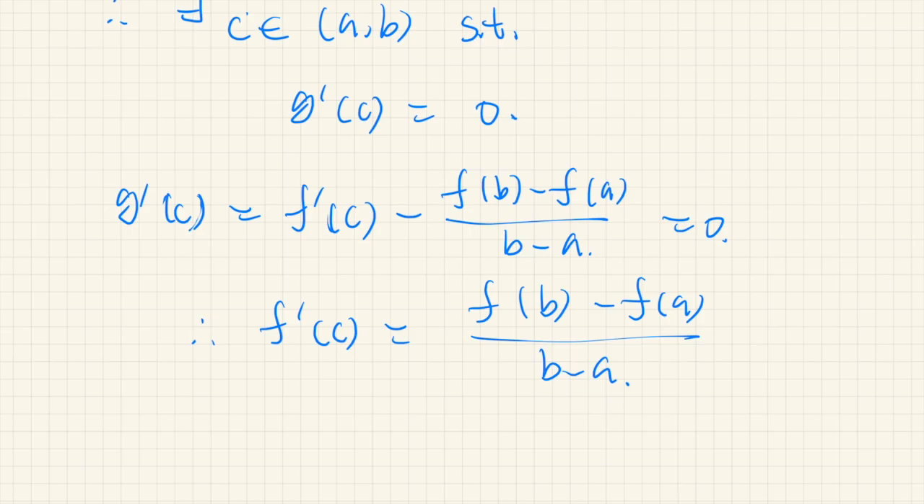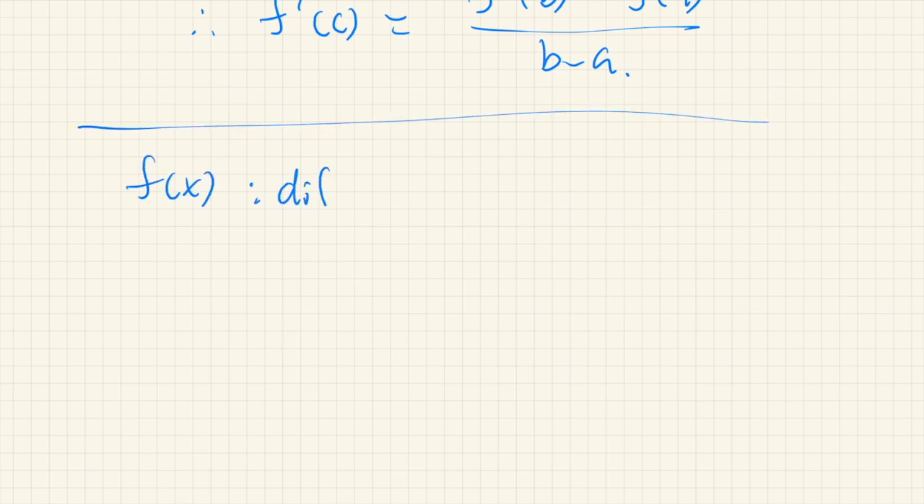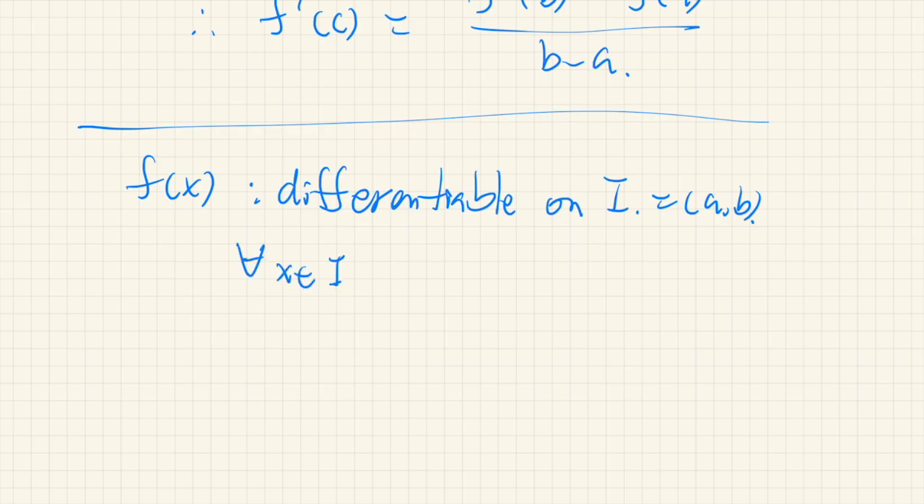Now, from this mean value theorem, we can derive a number of interesting and useful corollaries. And the first one is this. Suppose f of x is differentiable on some open interval I, between a and b, let's say. And f prime of x is identically equal to 0. That means for all x in the interval, f prime of x is equal to 0. So this means everywhere the derivative is 0 on this interval.